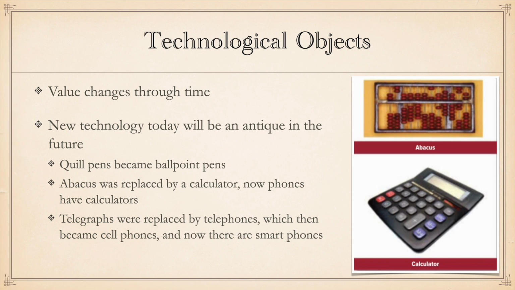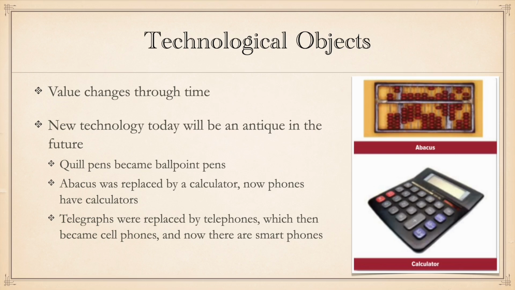So, technological objects. The value of objects changes through time. Usually, they start off new and more expensive, because it's the latest, greatest thing. Over time, though, they become antiques. So, new technology today will be an antique in the future. After a while, the price comes down. Usually, they get to the point that they're not worth much of anything unless people start collecting them, and then maybe the value goes back up. But the value of most technology diminishes over time.